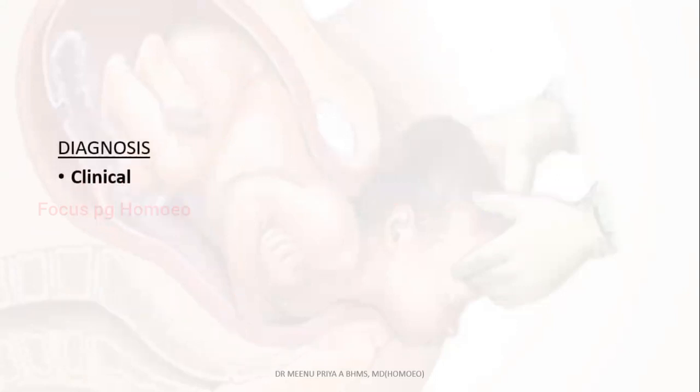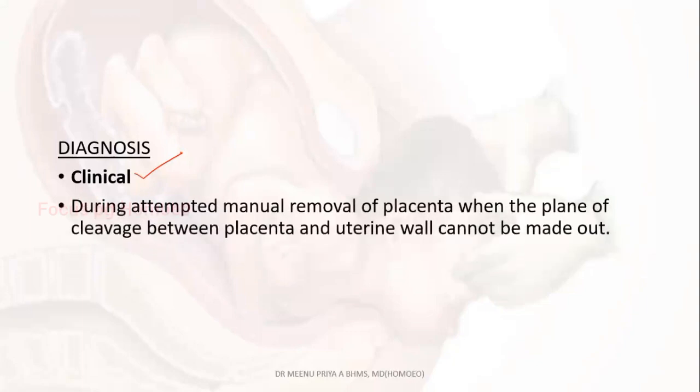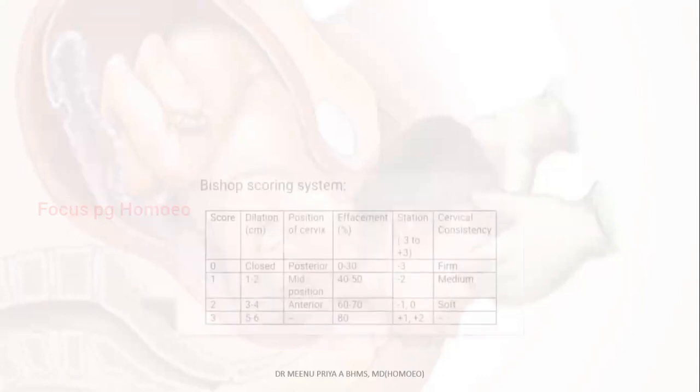Now, diagnosis. Placenta accreta can be diagnosed only clinically. There is no diagnostic criterion or invasive test which can be made use of for the diagnosis of placenta accreta. During attempted manual removal of the placenta, when the plane of cleavage between the placenta and uterine wall cannot be made out, then we have to understand that this is a case of placenta accreta.